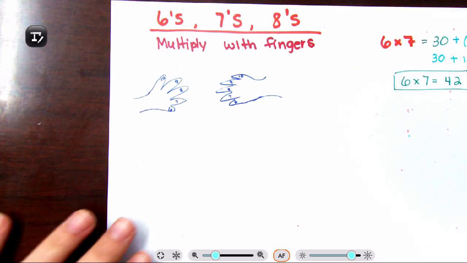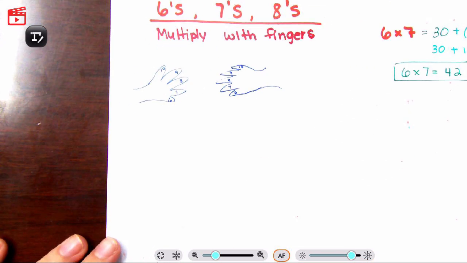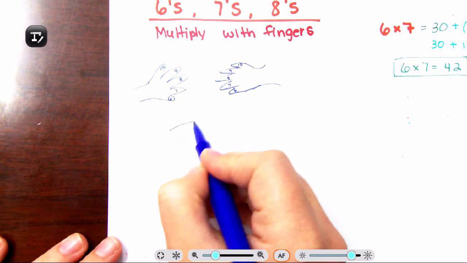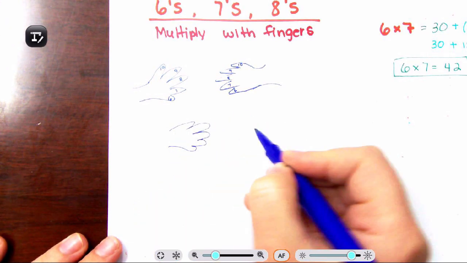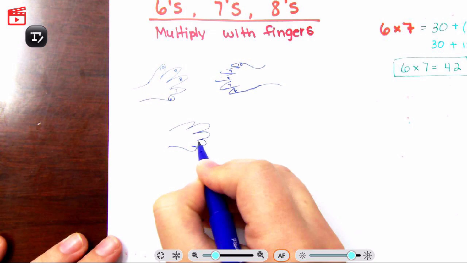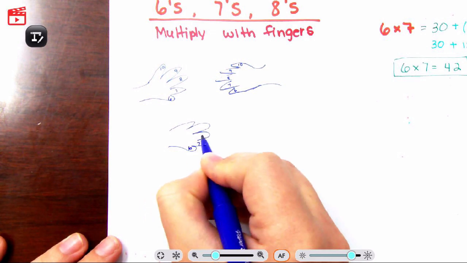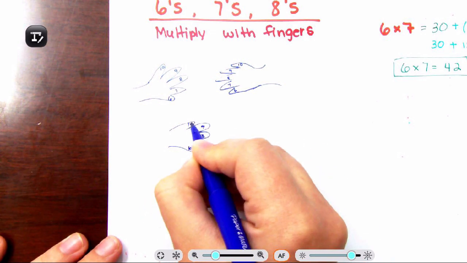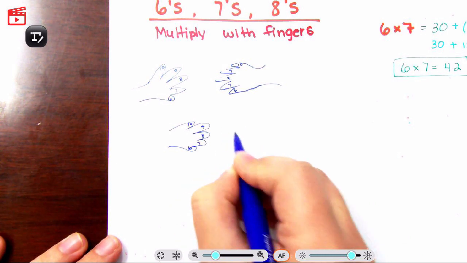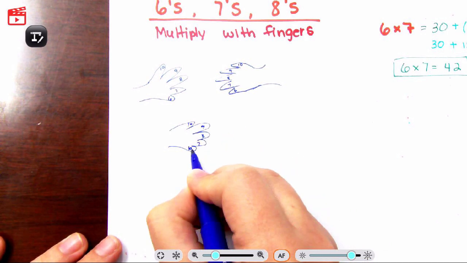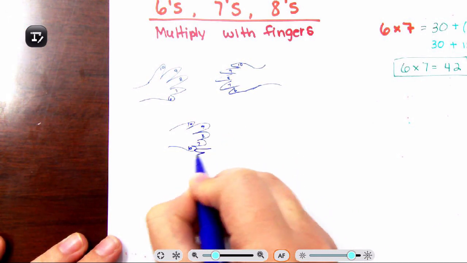So I'm going to show you how I did that here. So I have 2 hands, right? So this is 6, 7, 8, 9, 10. And then this right here was, I want my 6 to touch to the 7.